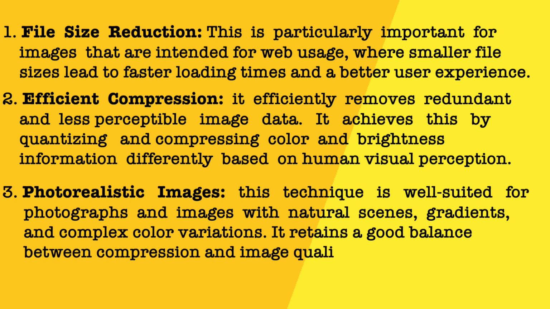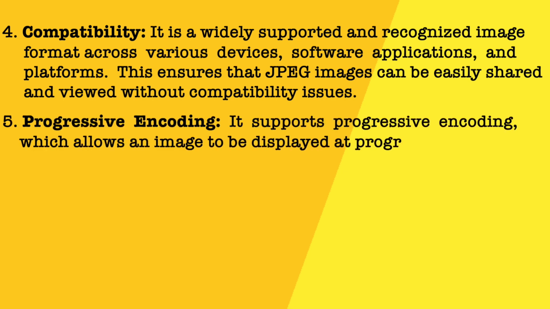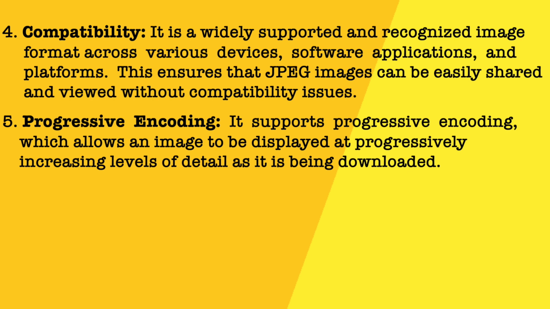The third point is photorealistic images. This technique is well suited for photographs and images with natural scenes, gradients and complex color variations. It retains a good balance between compression and image quality for such content. The next point is compatibility. This ensures that JPEG images can be easily shared and viewed without compatibility issues. Progressive encoding: it supports progressive encoding, which allows images to be displayed at progressively increasing levels of detail as they are being downloaded. Like any technology, it has its limitations.